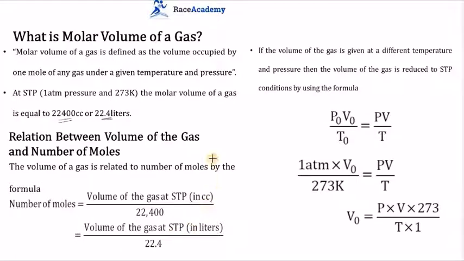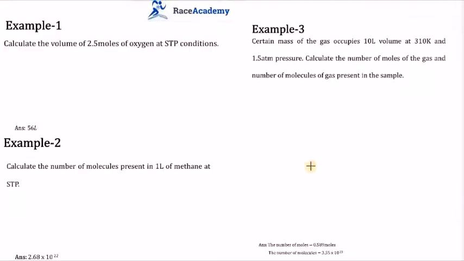Moving on to the next one, if the volume of the gas is given at a different temperature and pressure, then the volume of the gas is reduced to STP conditions by using which formula? We'll use this formula, P naught V naught by T naught is equal to PV by T. Here P naught is 1 atmosphere pressure, V naught is the volume we want to find, T naught is 273 Kelvin, and PV by T are the experimental conditions. V naught will become equal to PV into 273 by T into 1. So this formula we can use whenever it is required to find the number of moles, volume and all these things.